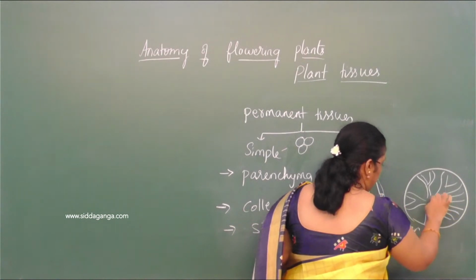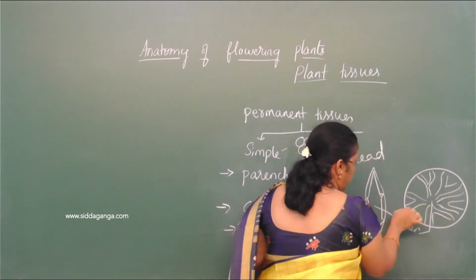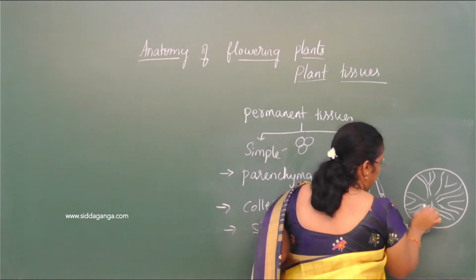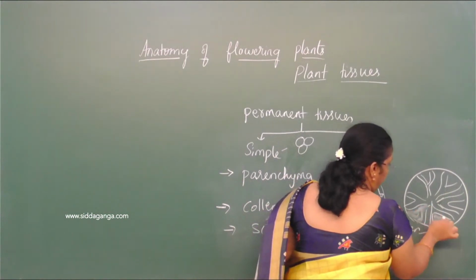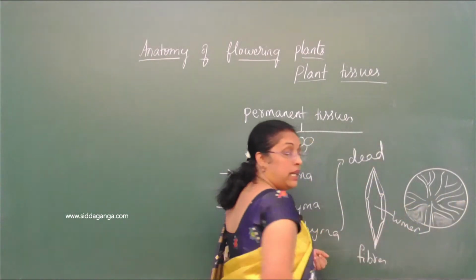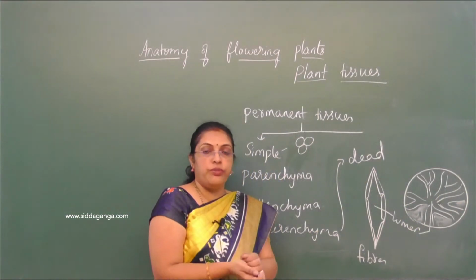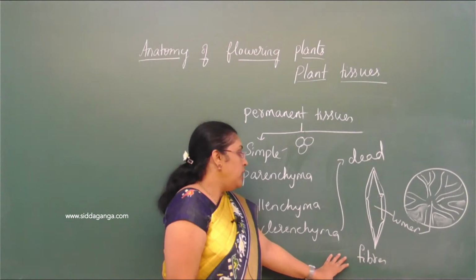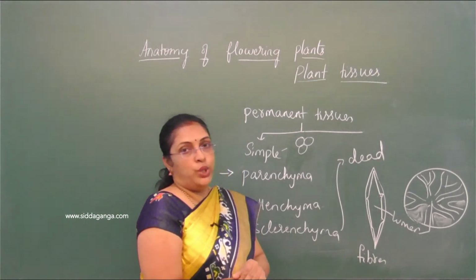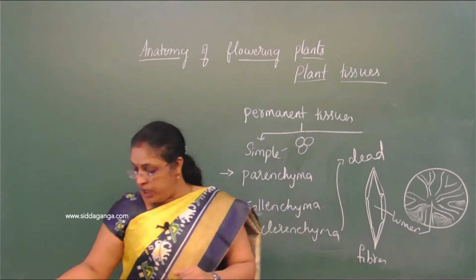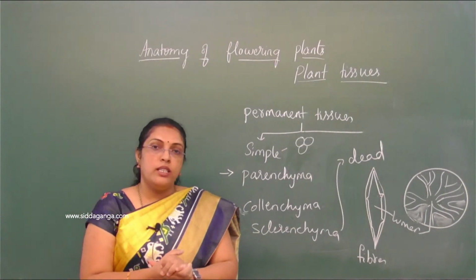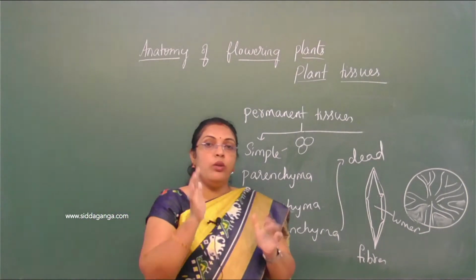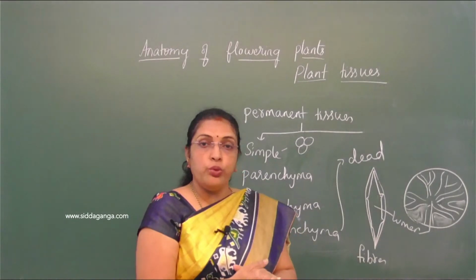So here it is, this is lumen, these are pits, and this is thickening. Thickening of the wall with a lignin deposition seen in sclerenchyma. It's a dead mechanical tissue. It supports plants and trees. This sclerenchyma is seen in the wall of fruits.